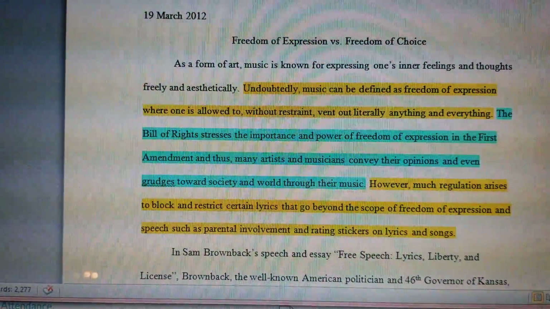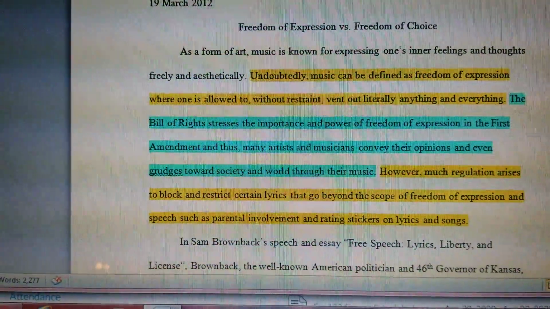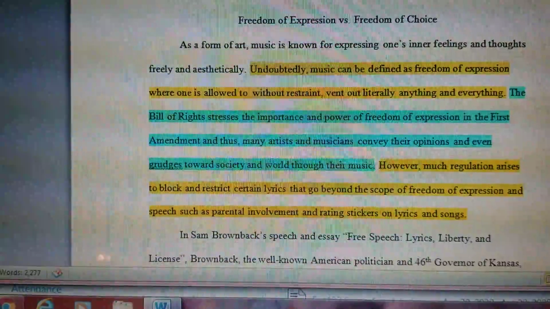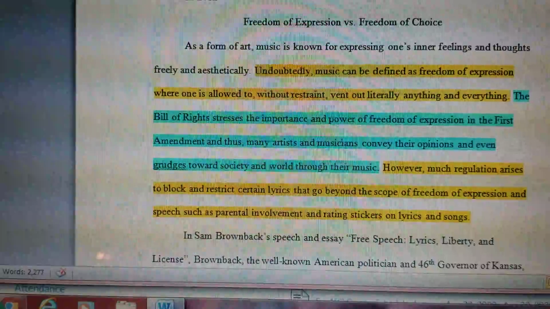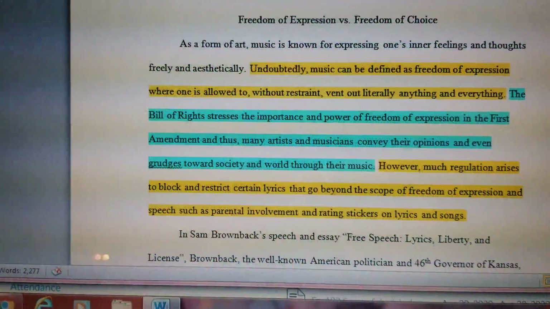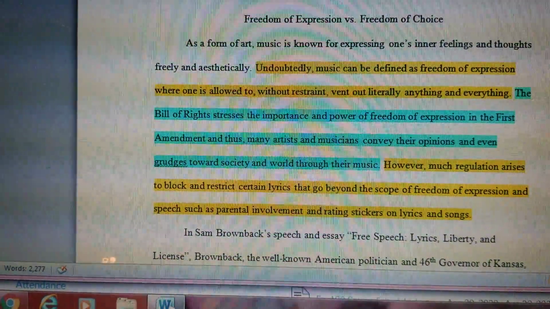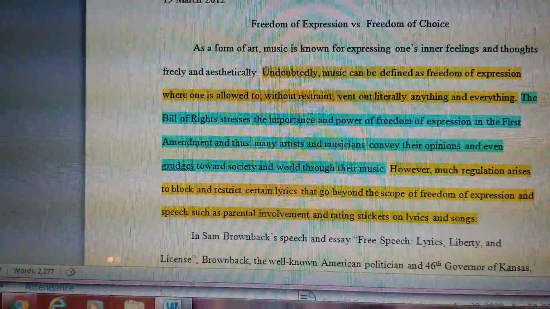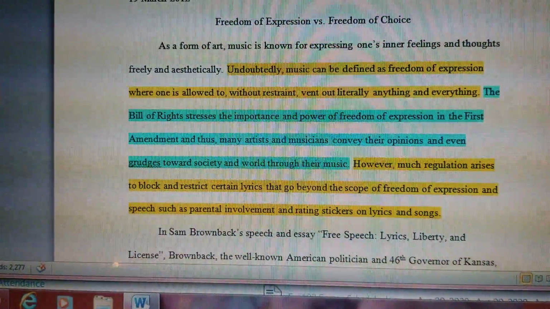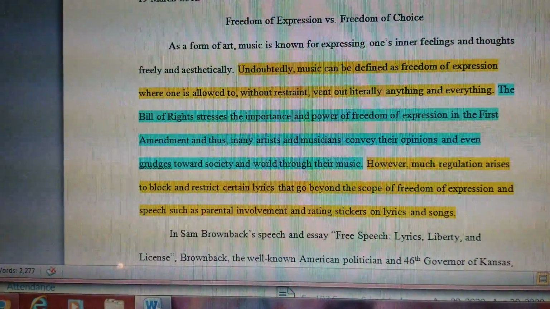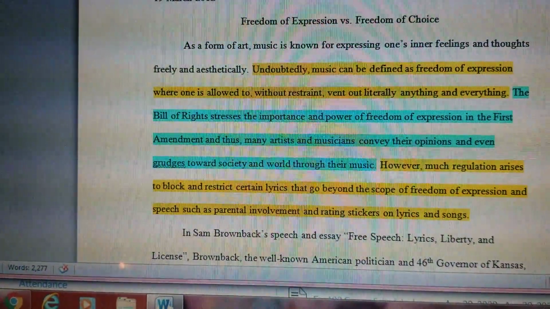Now she makes a direct connection from that free expression art form to the First Amendment. "The Bill of Rights stresses the importance and power of freedom of expression in the First Amendment, and thus many artists and musicians convey their opinions and even grudges towards society and world through their music." Now she presents an opposing point of view, which I, in my previous lesson, addressed. "However, much regulation arises to block and restrict certain lyrics that go beyond the scope of freedom of expression and speech, such as parental involvement and rating stickers."